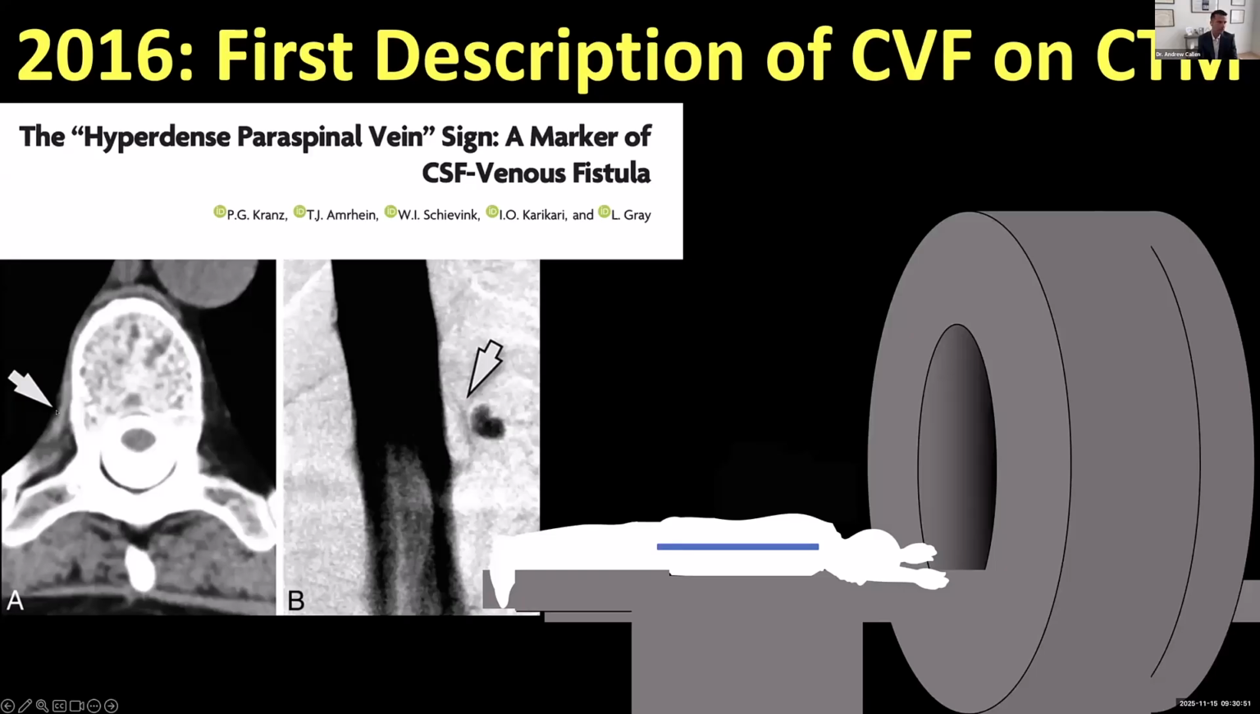You're like, oh, that's absolutely abnormal. There's no contrast in the veins, or there shouldn't be, and so that's bright, and therefore it's a leak. And I think these things together are really the story of the CSF venous fistula and how we came to understand what it is and what it should look like.